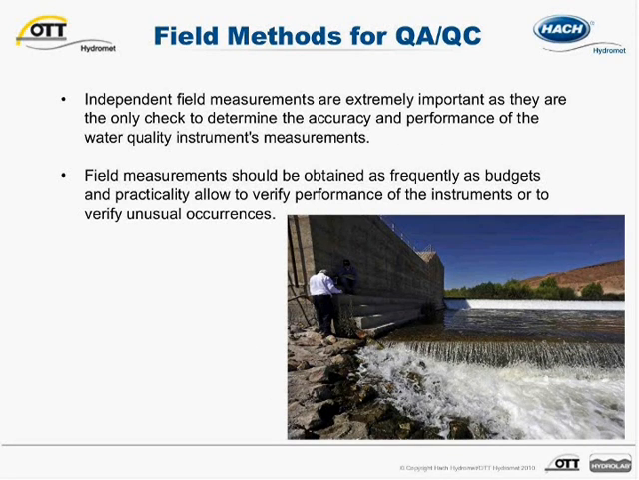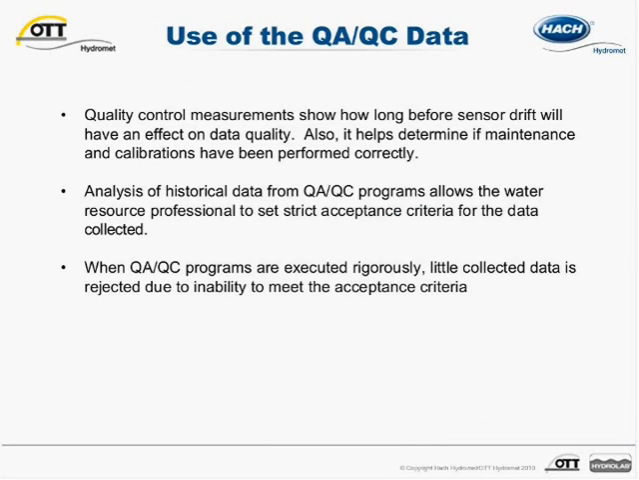The only check to determine the accuracy and performance of water quality instrument measurements in the field is with an independent field measurement. Field measurements should be obtained as frequently as possible to verify performance or confirm unusual occurrences that would otherwise lead one to doubt the accuracy of data. Here it's important to be practical and do what time, money, and resources allow. What may seem like a daunting amount of effort will have significant payback.